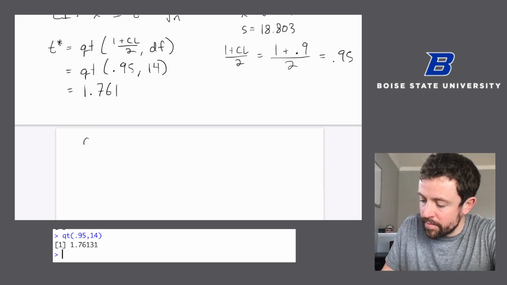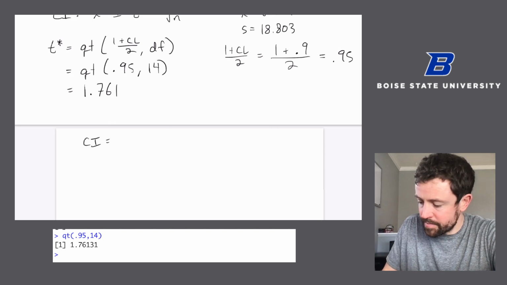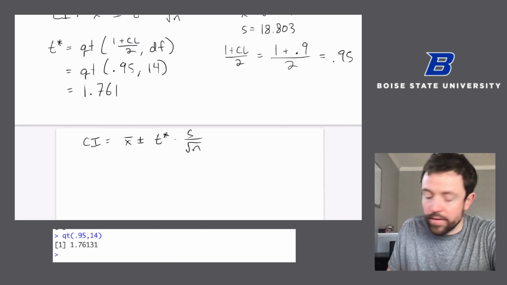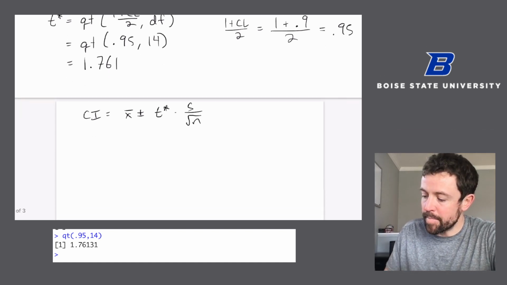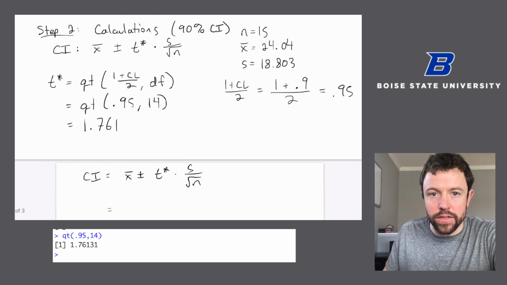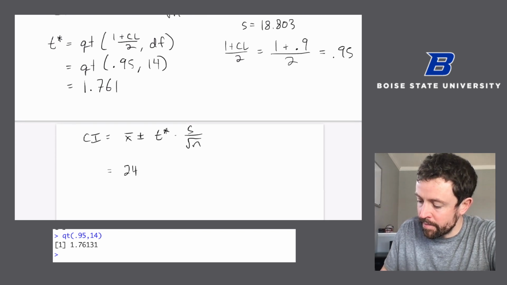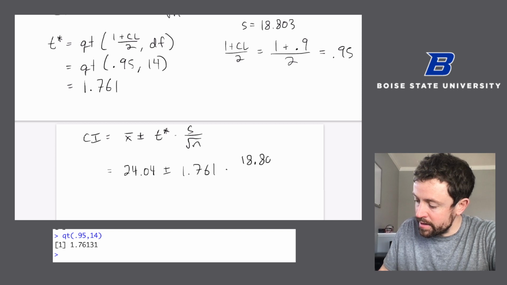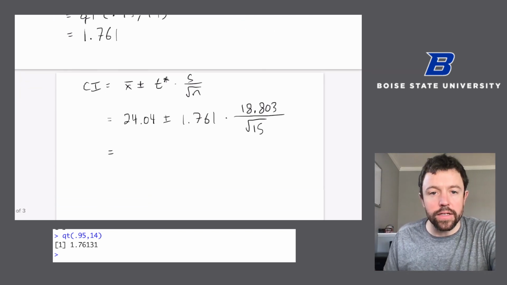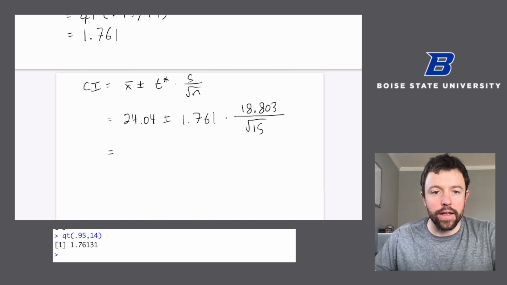So our confidence interval is x bar plus or minus T star times S over the square root of n. And I can plug in all those numbers now. I calculated x bar. That was 24.04. I calculated T star. That's 1.761. I calculated S, 18.803. And n was 15. And I get two numbers out of this. So on one hand I add, on the other hand I subtract.